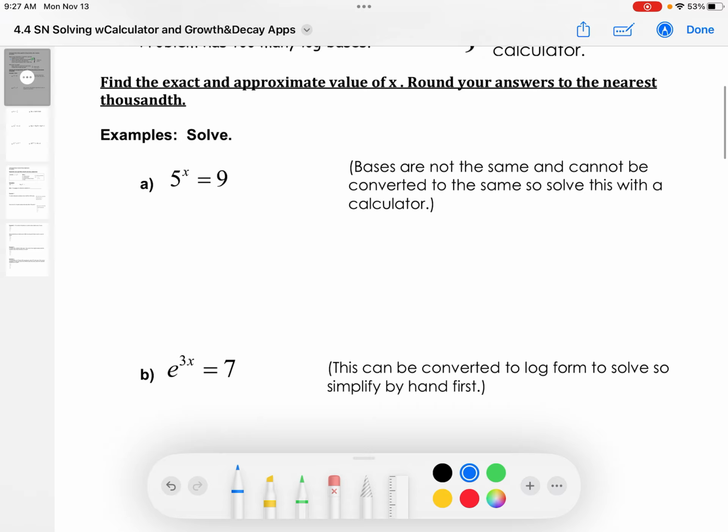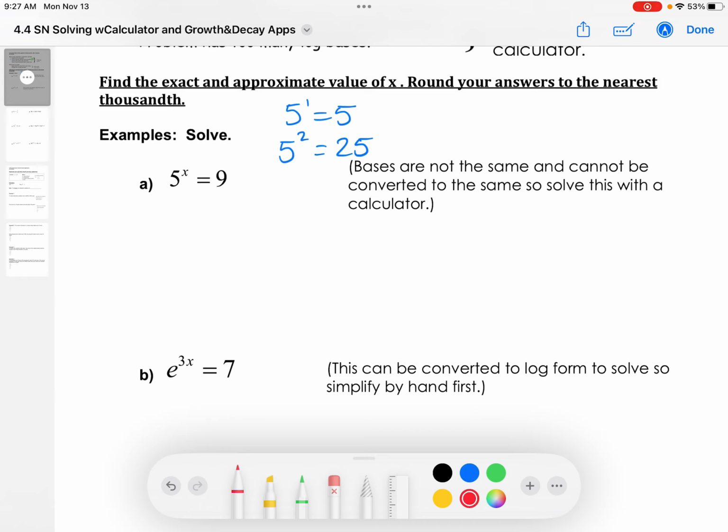So if we look at A, 5 to the power of x equals 9, we know that 5 to the first is 5, and 5 to the second is 25. So we know our answer is going to be between 1 and 2. But we can't convert a base of 5 and a base of 9 into the same value. So this is when we go to solve in the calculator.